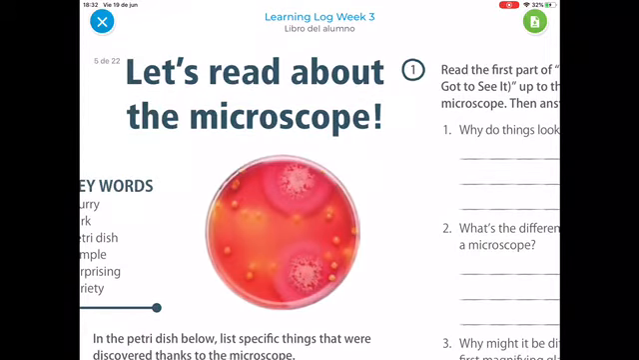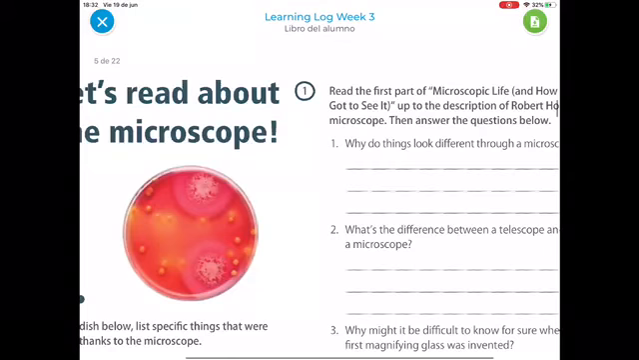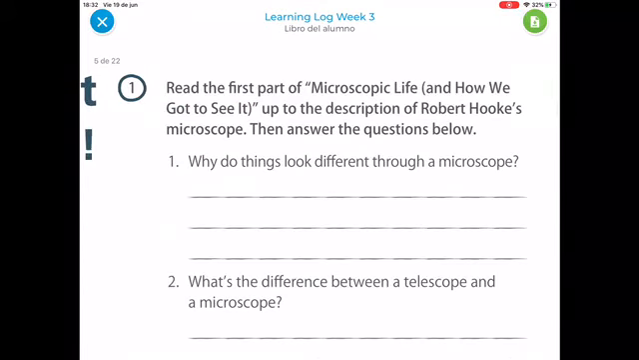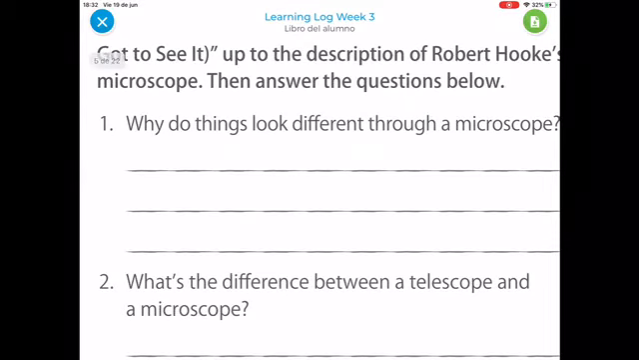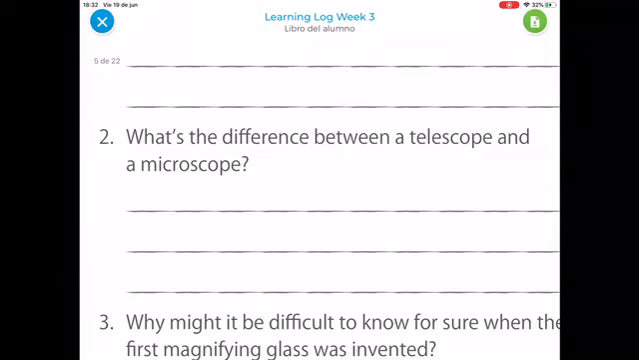Then we're gonna move to the next page and we're gonna continue reading about the microscope. We're gonna read the first part of this story and we're gonna answer the questions below. 1. Why do things look different from a microscope? 2. What's the difference between a telescope and a microscope?